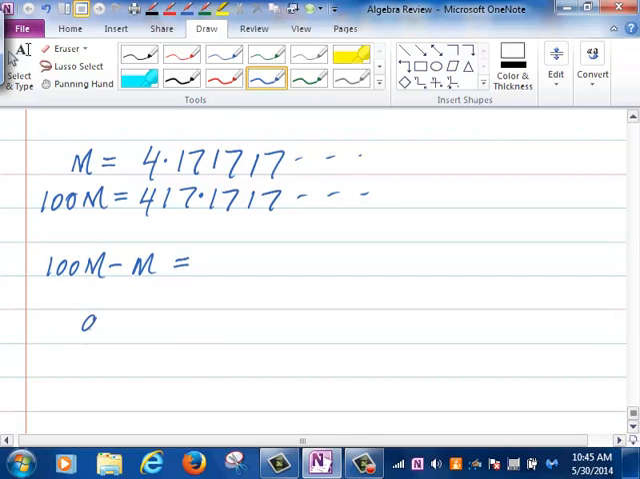On the left-hand side, I'm going to get 99M. On the right, if you're subtracting 100M minus M, you're subtracting 417.17 minus 4.17, right? So what is that? Well, from 417, you're going to subtract 4, so that's 413. And notice that everything after the decimal point will disappear when you subtract, right? So then I get 413. So then what is M? M is 413 over 99, right? So this is a ratio of integers. All right, so that's why I said if it is repeating, it is a ratio of two integers, okay?